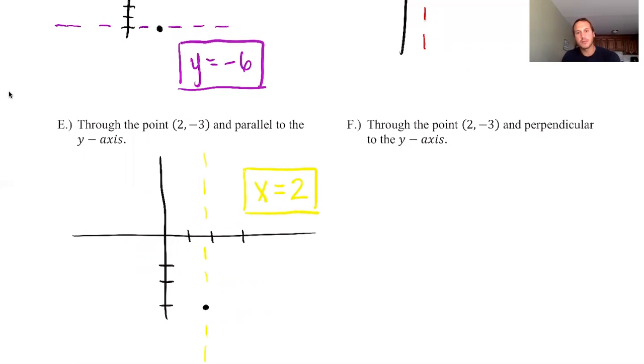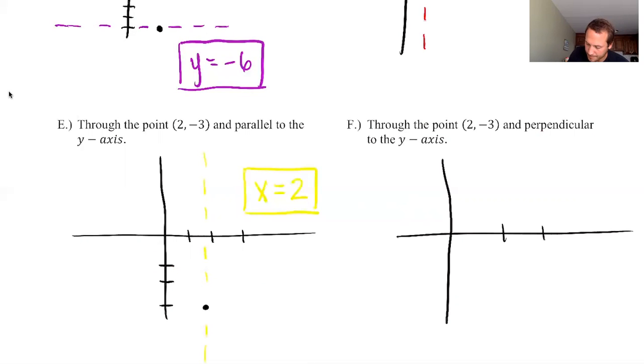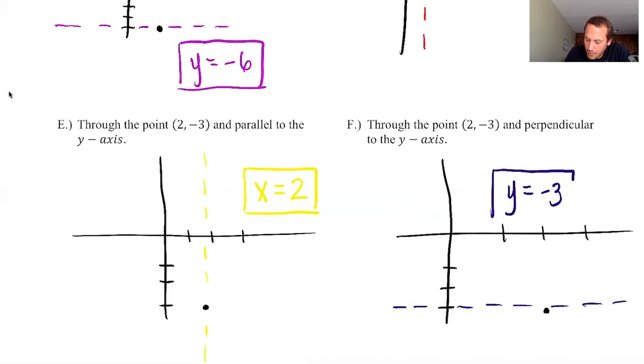Moving forward to the last one here. I want to go through the point 2, negative 3, but I want to be perpendicular. So here's 2, negative 3. If I want to be perpendicular to the y-axis, that means that I want to go through this. So if I go through it, what type of line is that? That's going to be a y equals, and the y value is negative 3.